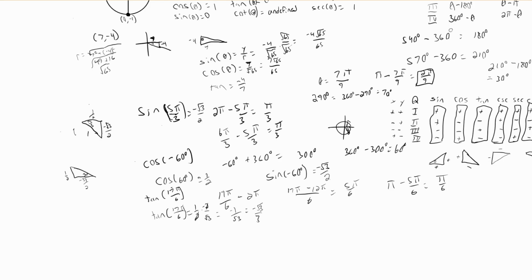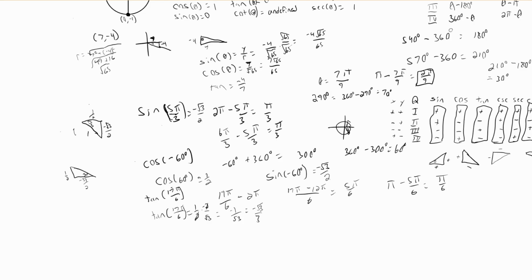So again, in the second quadrant, our sines are still going to be positive and cosecant's going to be positive, but cosine, tangent, secant, and cotangent are all going to be negative. The same thing's true in the third quadrant, where all of them are going to be negative except for tangent and cotangent. And in the fourth quadrant, all of them are going to be negative except for cosine and secant.